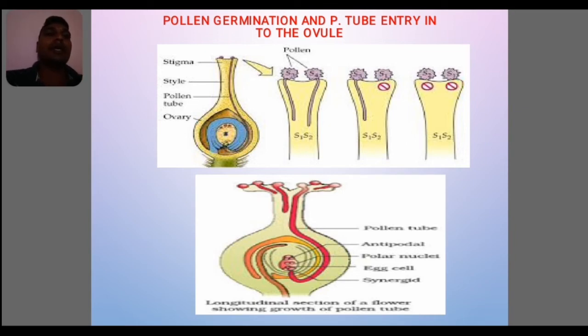In the second diagram, we are looking that S3 has specificity to the gene S1, so it is acceptable and the pollen tube enters the style. While in the same diagram, S1 doesn't show compatibility with the S2 gene, so it is restricted, and the pollen grains do not show germination.